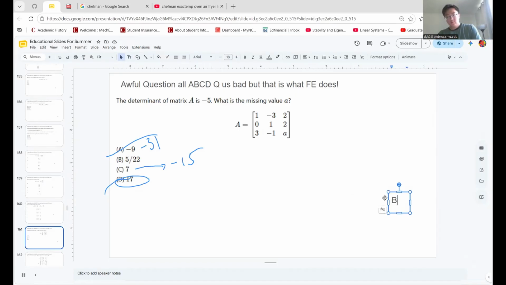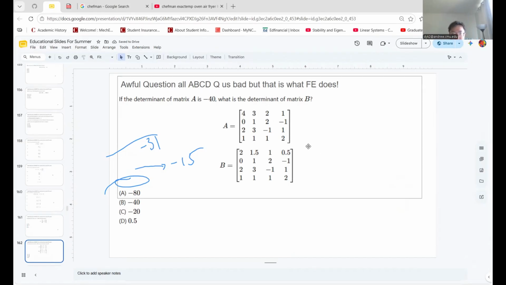Sorry, that is wrong. It is D. And I forgot to do a determinant apparently. If the determinant of the matrix A is -4, what's the determinant of B? So notice how it's dividing everywhere, right?